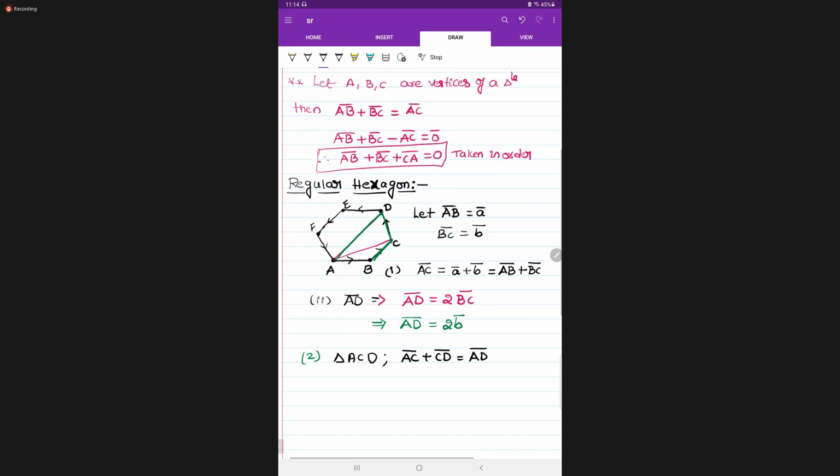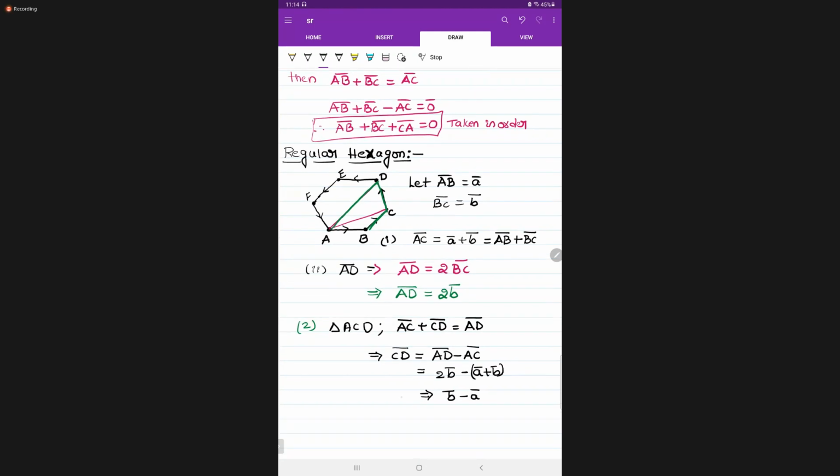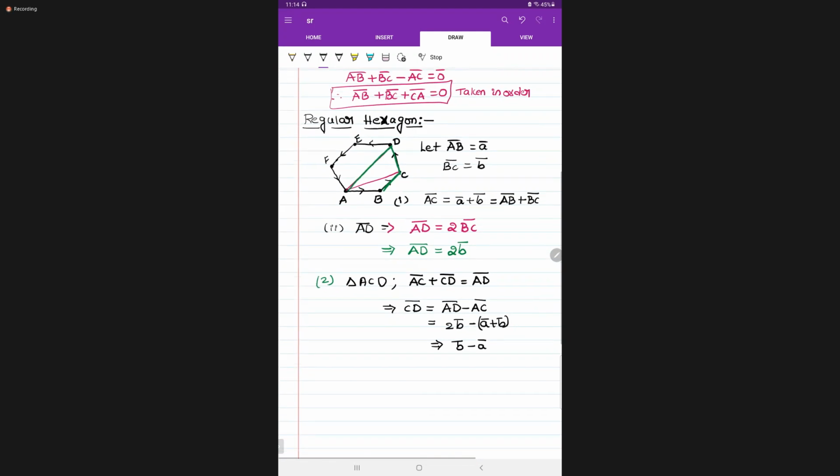From this, CD bar is equal to, tell me. AD bar minus AC bar. What is the answer? What is AD bar? AD is equal to 2 B bar. Okay. What is AC bar? AC bar is A bar plus B bar. What is the answer? 2 B bar minus A bar minus B bar, so B bar minus A bar. Correct. Any doubt? No, ma'am.